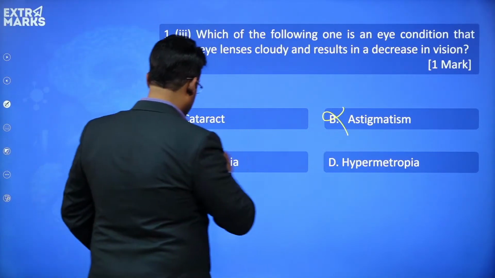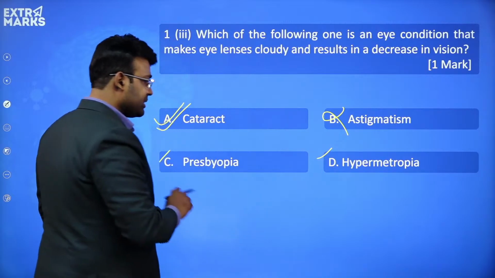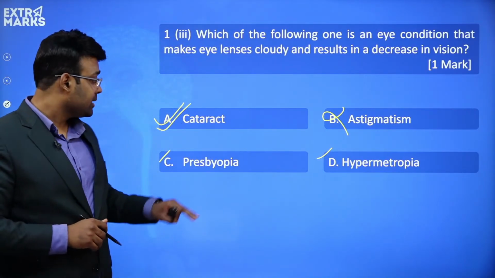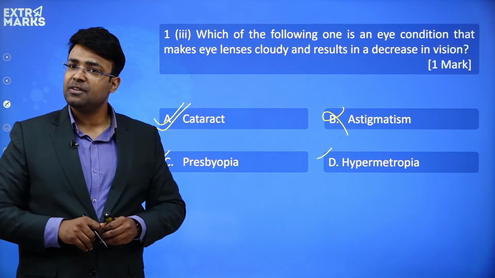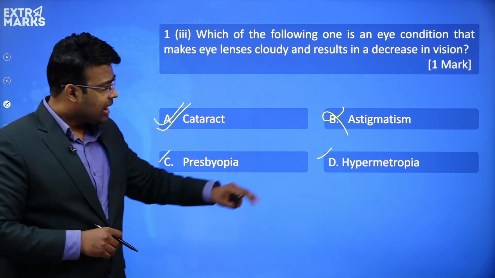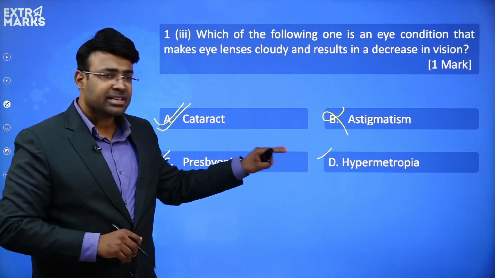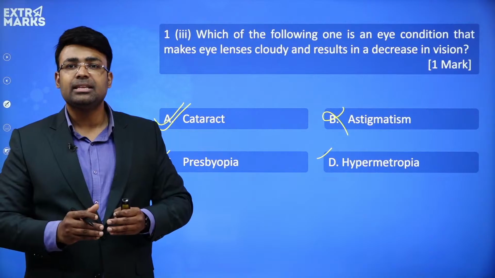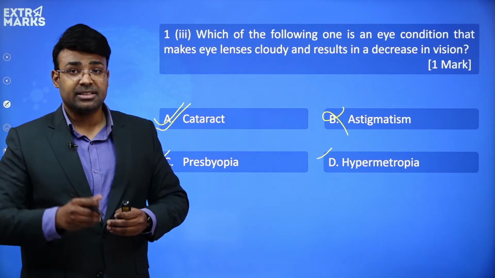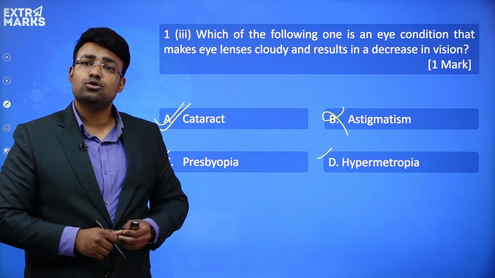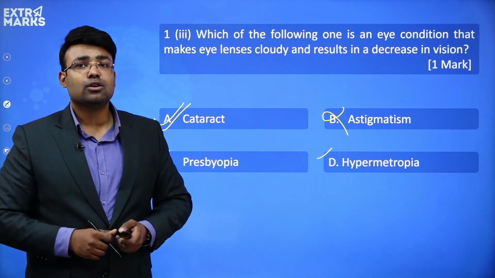In the case of presbyopia and hypermetropia, they are somewhat similar. The only difference is that presbyopia is observed in old people, while hypermetropia can be observed in the young as well. In both cases, the person is not able to see nearby objects, that is, up to 25 centimeters. These can be corrected by the use of convex lenses.